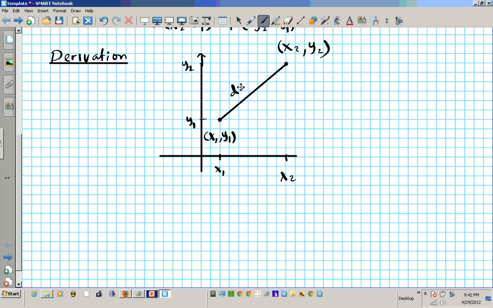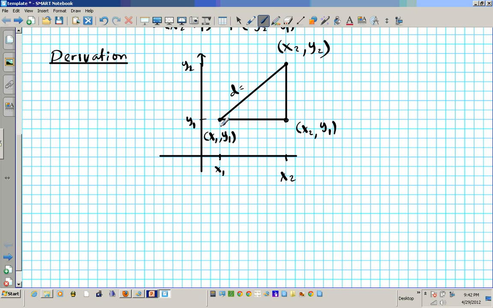Now, in order to compute this length, I'm going to make this into a right triangle, like this. If I can compute this length and this length, then I will be able to use a formula that you've seen before in geometry to compute the actual length of this side. So what are the coordinates of this point before we start finding the lengths? This point right here is x2, y1.